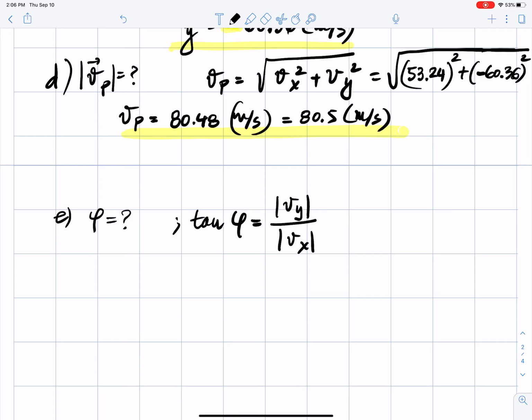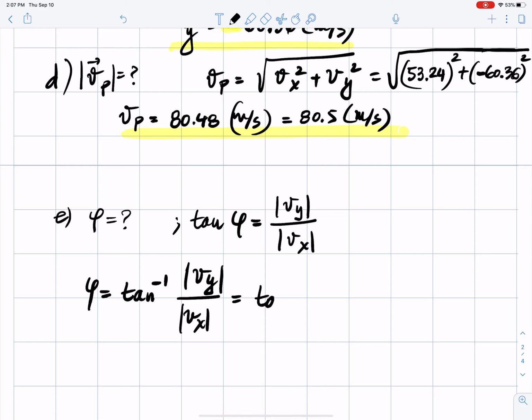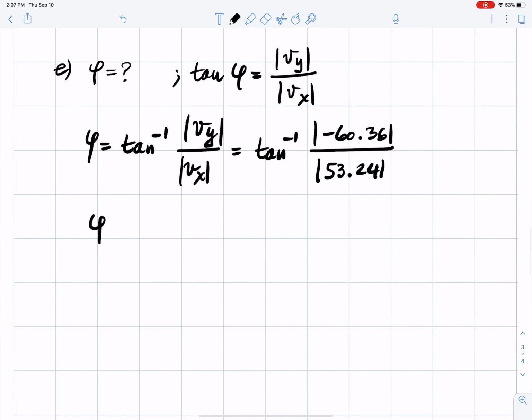This time the absolute value comes in handy. So nothing else but phi by itself is the inverse tangent of those values. And we're going to replace them in a moment with the numbers that we already got. So we get tangent minus 1 of the absolute value of negative 60.36 divided by the absolute value of 5324. Well, if you plug these numbers in your calculator, then you get that phi is about 48.58 degrees, or simply 48.6 below the x-axis.